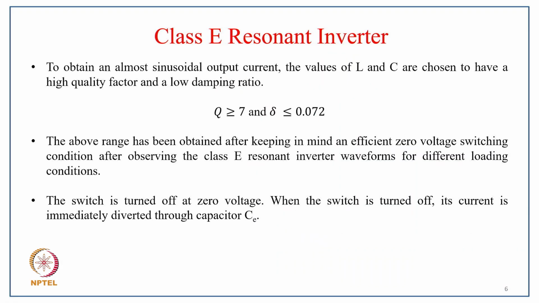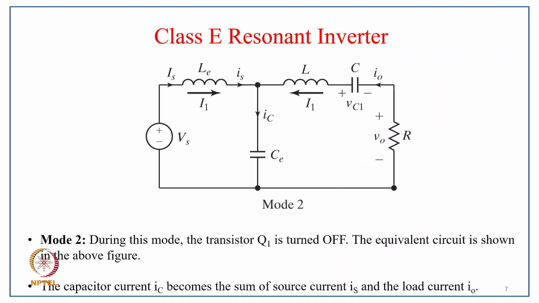To obtain an almost sinusoidal output current, the values of L and C are chosen to have a high quality factor and low damping ratio, where Q should be greater than 7 and delta should be less than 0.072 in general for design purposes. The above range has been obtained after keeping in mind the efficient zero voltage switching condition, after observing the class E resonant inverter waveform for different loading conditions, and the switch is turned off at zero voltage. When the switch is turned off, its current is immediately diverted through capacitor CE.